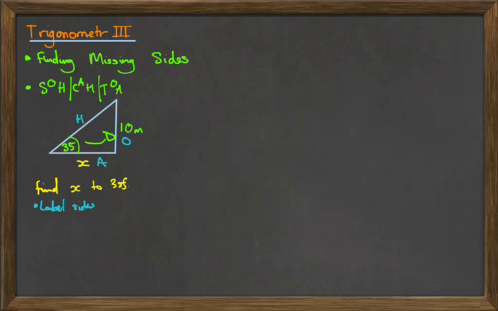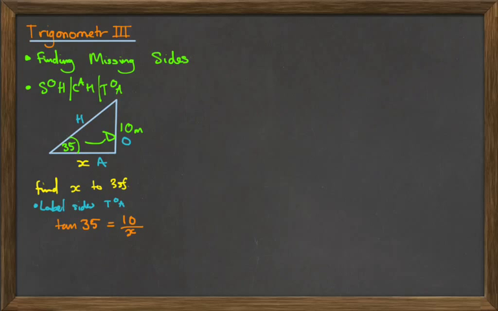Now that we've done that, we're going to write our trigonometric ratio. Since we've got the opposite and the adjacent in the question, and we're not using the hypotenuse, we're going to be using TOA. So, tan is opposite over adjacent. Tan of, well, it's no longer theta, it's tan of 35. Tan of 35 is equal to the opposite, 10, divided by the adjacent x. So we've set up an equation using the trigonometric ratio tan.